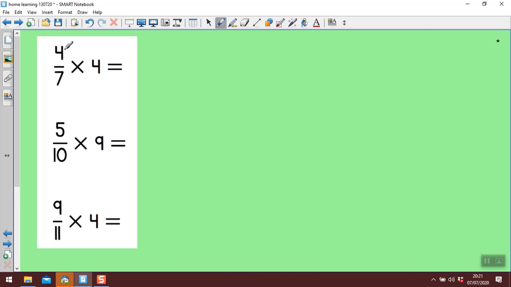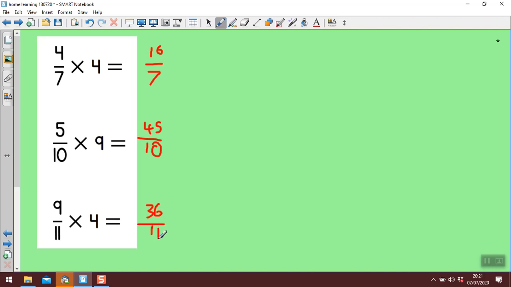Okay, so really quickly, it means 4/7 add 4/7 add 4/7 add 4/7. That's 16/7. 4 times 4 is 16. The 7 stays the same. 5 times 9 is 45. And the denominator stays the same. 9 lots of 5/10, added together. And then 9/11 times 4. 9 times 4 is 36, and the denominator stays the same.